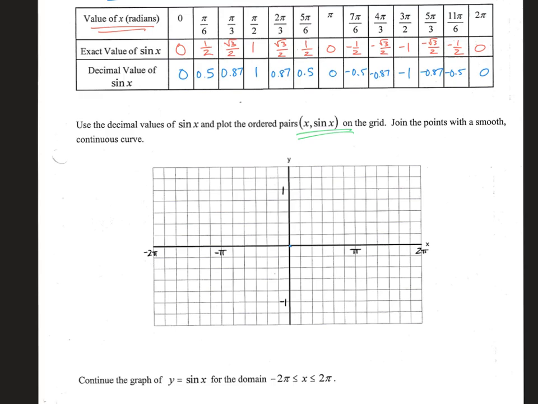Okay, we should be back, and you should get a little confirmation that we have all of these points on our graph.